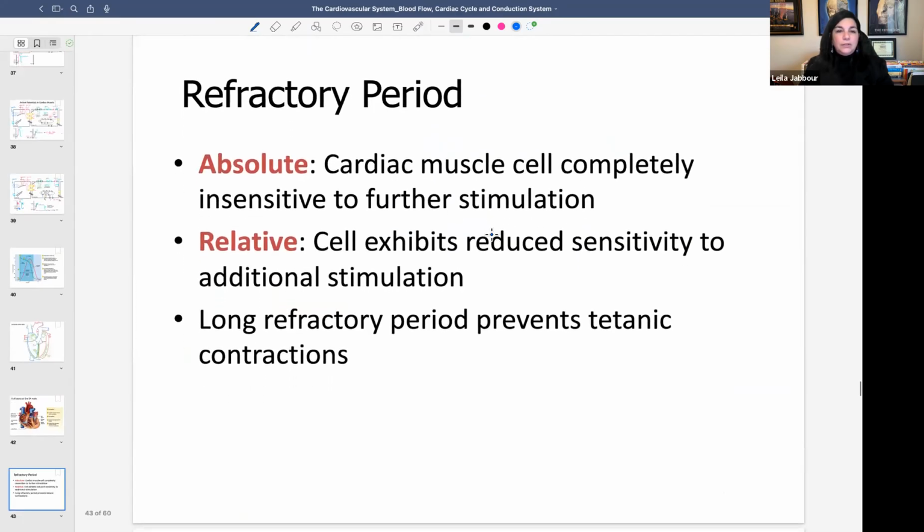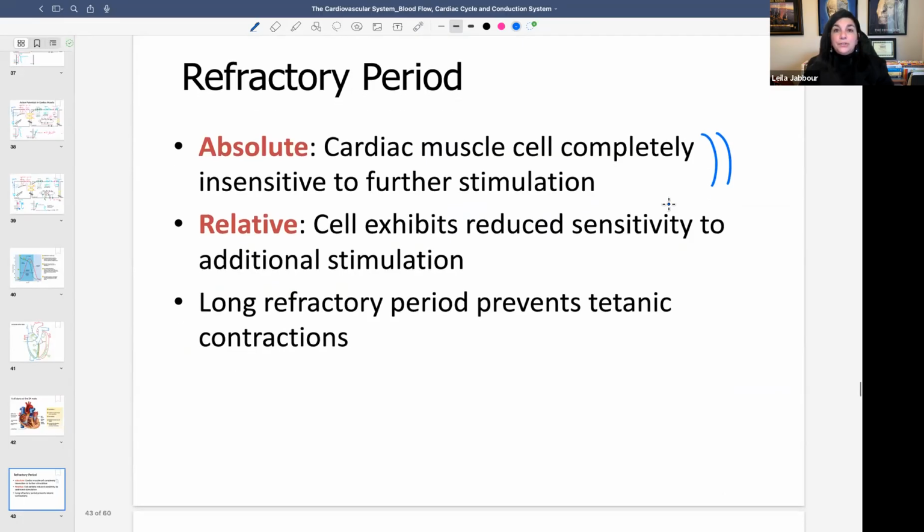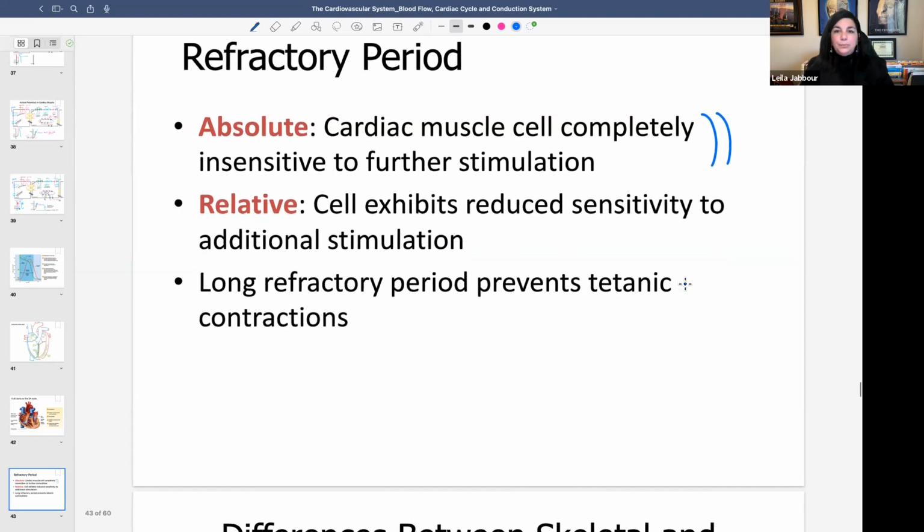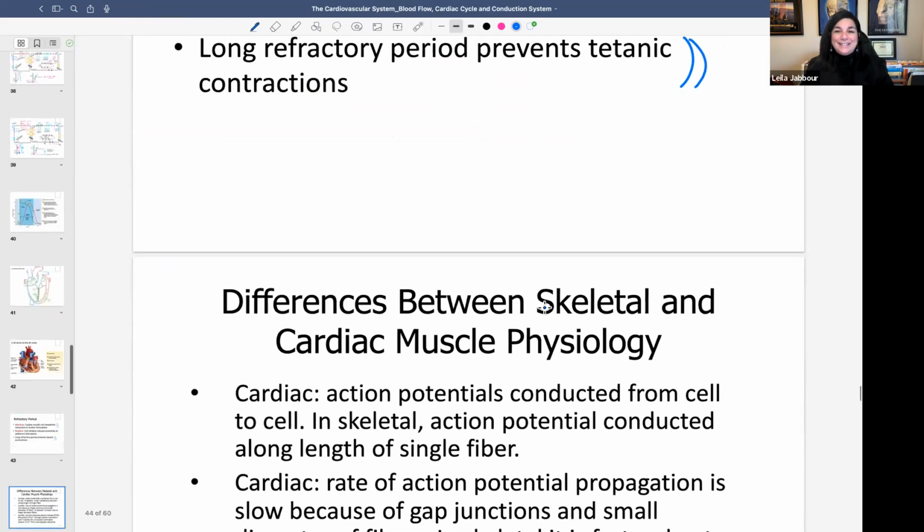All right, so we have refractory periods. I talked about that. This is really very important, so the muscle cell does not recontract too fast, to prevent tetanic contractions, which I already said.